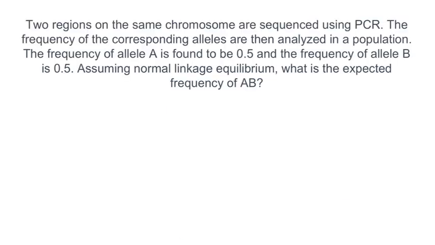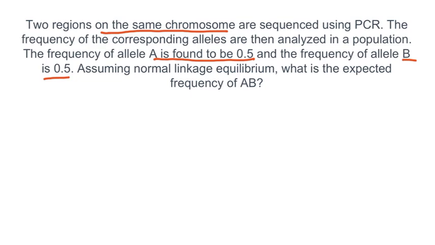So if we look at the question again, we can see that the allele big A and big B are on the same chromosome, and their frequency in the population is 0.5 and 0.5. So again, because these alleles are in linkage equilibrium, we can assume that they are far away from each other and must behave as if they were on separate chromosomes.